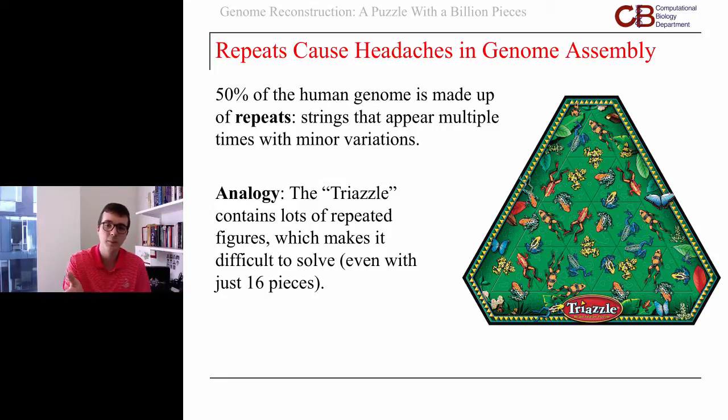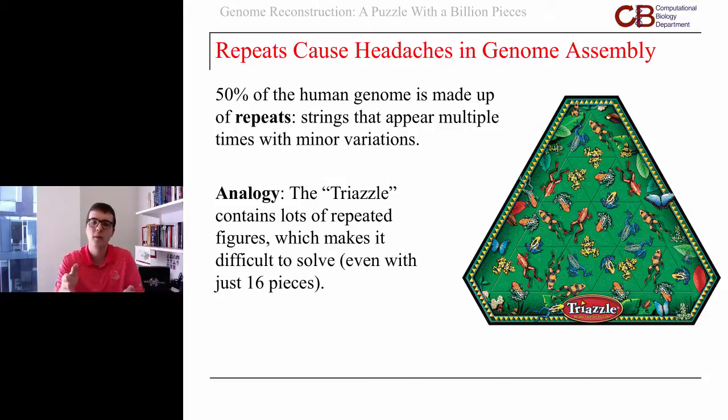There was a popular example of puzzles from about 20 years ago that were called triazoles, and they only had 16 pieces in them. So they seemed really easy to solve, but the issue is that all the pieces had the same shape, so they were all triangular. So you couldn't use any shape information to reconstruct the puzzle. And the pieces were divided, so there was some figure, in this case frogs, and the frogs were divided in half. And so there were multiple different pieces that could possibly fit together.